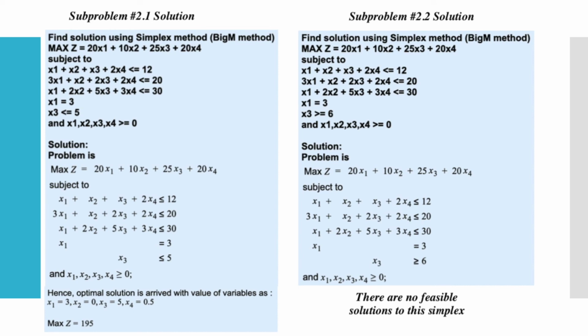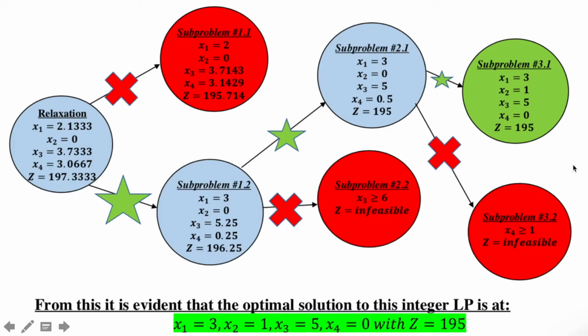What's interesting about this problem is that if we continue and apply the integer requirement to x4, we see that, in fact, we get the exact same optimal value where z equals 195. However, in the updated one, where x4 was required to be an integer, x4 would equal 0 and x2 would be equal to 1.